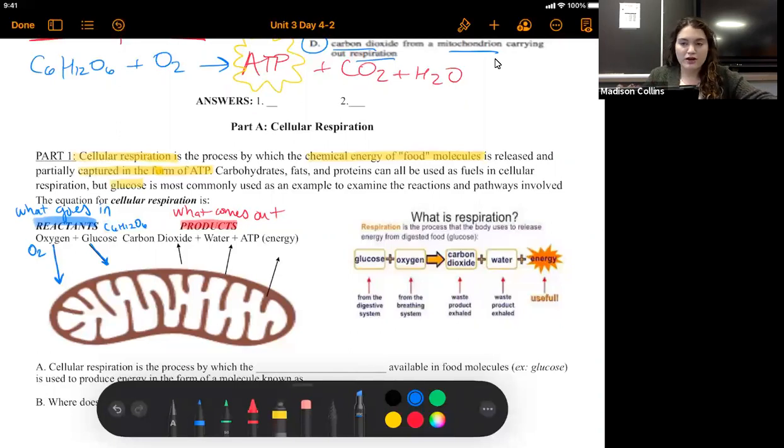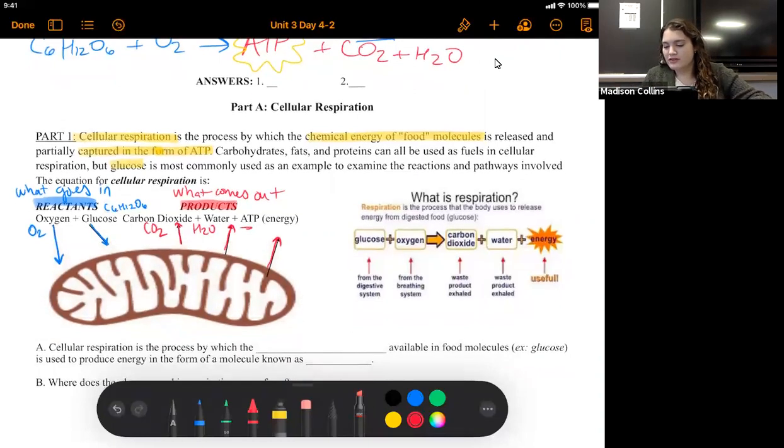But then 3 products are going to be produced. 3 things are going to come out. And those 3 things are carbon dioxide, or CO2, water, or H2O, and ATP, which is energy. Okay. So over here, you'll see another graphic. What is respiration? Respiration is the process that the body uses to release energy from digested food, namely glucose. So this is going to be super important.